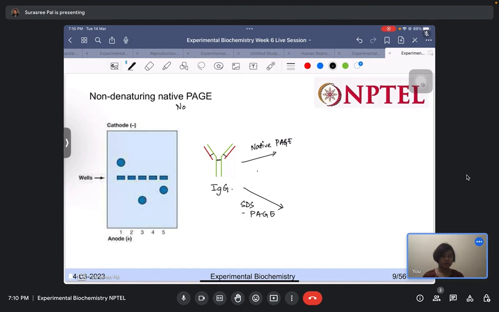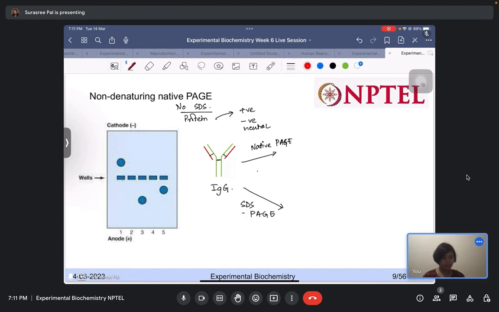So it does not use SDS, so the proteins can be positively charged, it can be negatively charged, or the proteins can also remain neutral in a particular buffer pH, right? Now when we load the proteins in these wells, the proteins which are positively charged will migrate towards the cathode. The proteins which are negatively charged will migrate towards the anode.